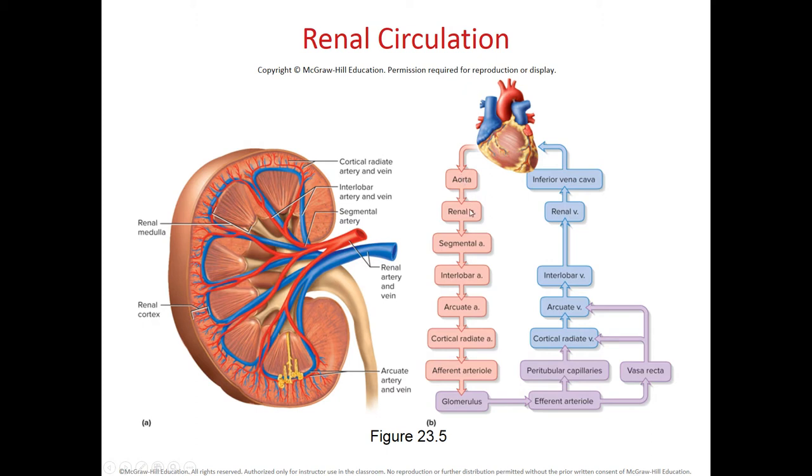from the aorta to the renal artery, which is this, then segmental, then interlobar, then arcuate artery, cortical radiate, then afferent arteriole, glomerulus, efferent arteriole, and then peritubular capillaries, and then cortical radiate veins, which are these, and then arcuate veins, and then interlobar veins, renal vein, and then inferior vena cava.